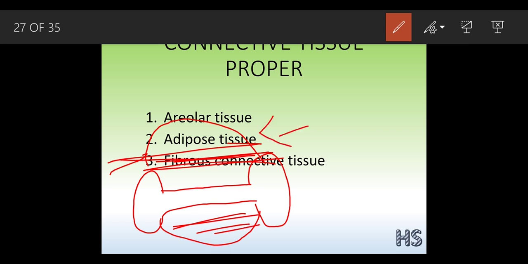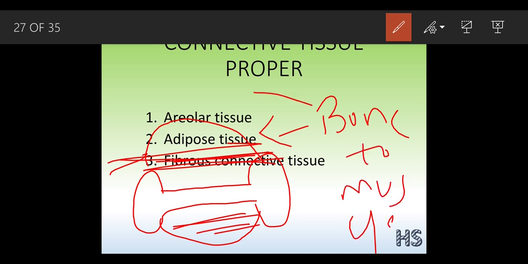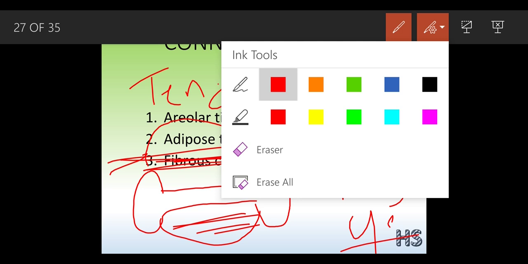This connection of bone to muscle is called a tendon. So they are of two types, the tendons and the ligaments. Ligaments are bone to bone, and when it is bone to muscle, it is called a tendon, and both functions are the same. They hold them in position.